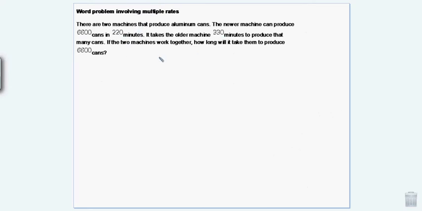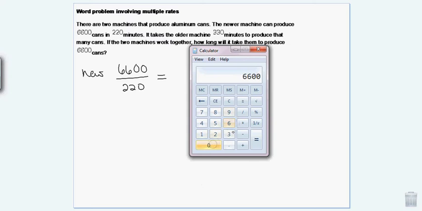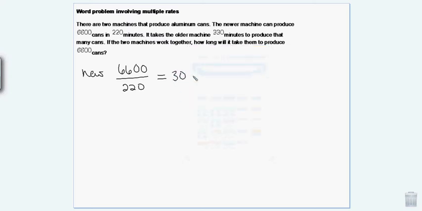Okay, here we have multiple rates. This is where you have 2 machines, 2 pumps, 2 hoses working together in tandem. We have machines that produce cans. The new machine produces 6,600 cans in 220 minutes. That is a rate of 30 cans per minute.